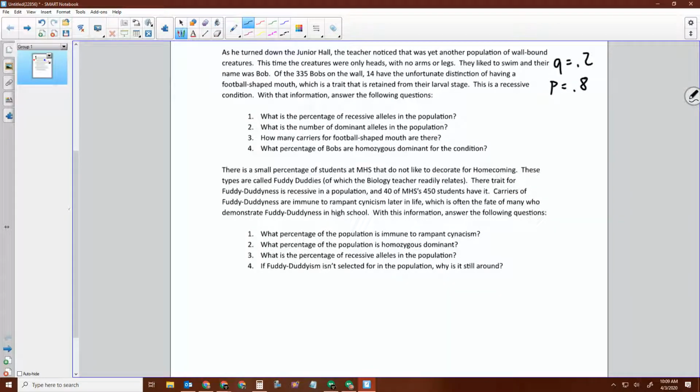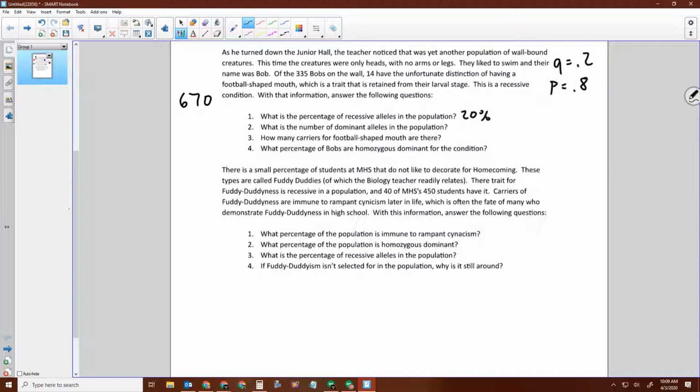What is the percentage of recessive alleles in the population? We did this already because Q is equal to the percentage of recessive alleles. And so this is 20%. What is the number of dominant alleles in the population? So we're asking for a number here. We know the percentage of dominant alleles is 80% or 0.8. We know that there are 335 individuals. So if there are 335 individuals, there are 670 alleles. Where did I get that? 335 times 2. Every individual has 2 alleles.